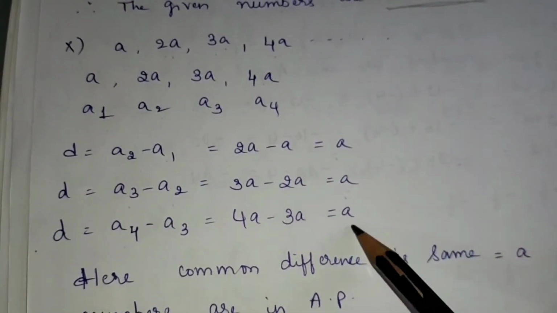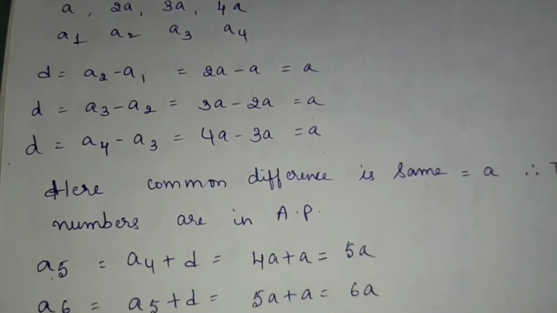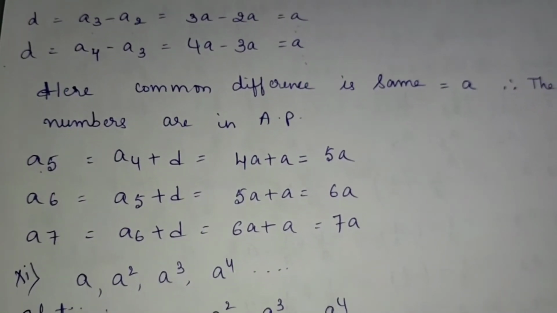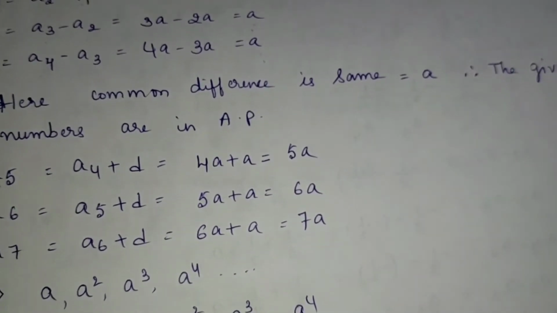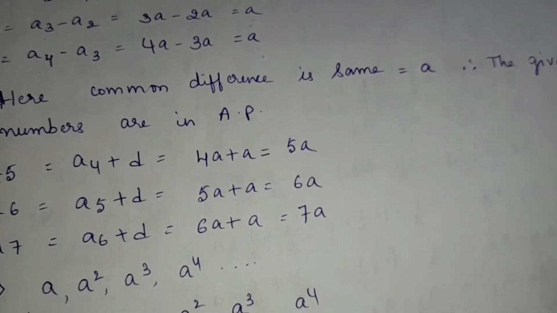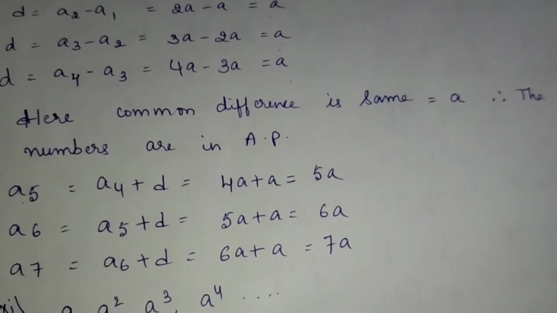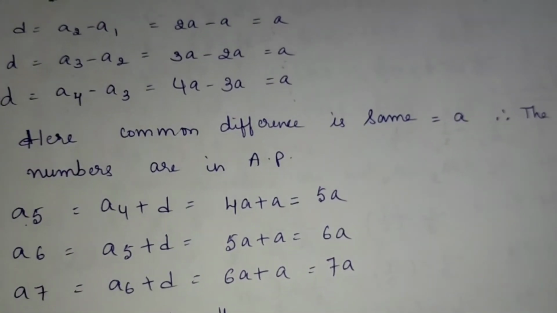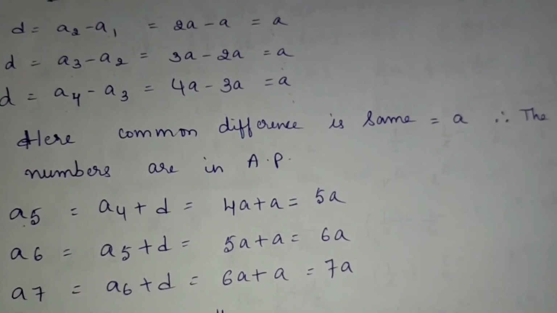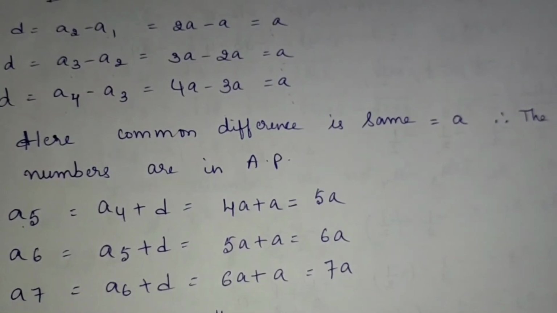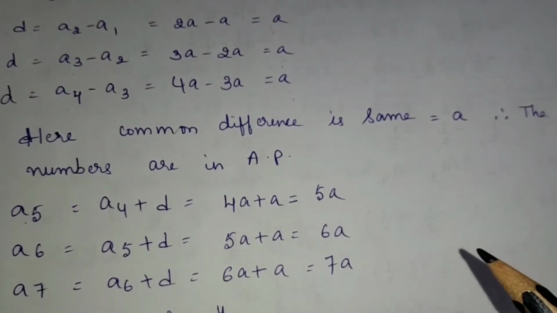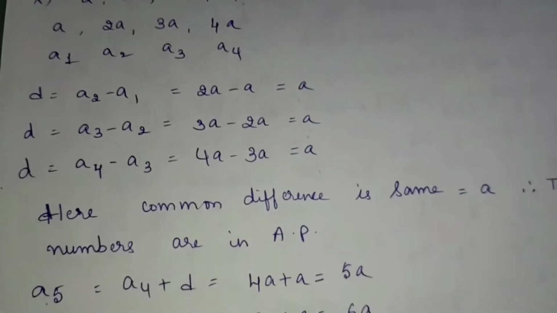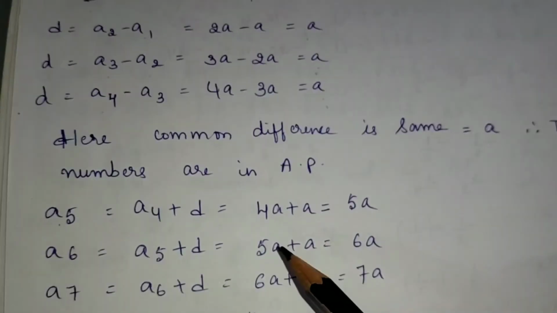Here if you observe the common difference, each time you got A as a common difference. Hence the given numbers are in AP. Therefore, the next step is to find out the remaining three terms of AP. Here, first four terms are given. The last term given was 4A. Next, the remaining terms you have to find out.